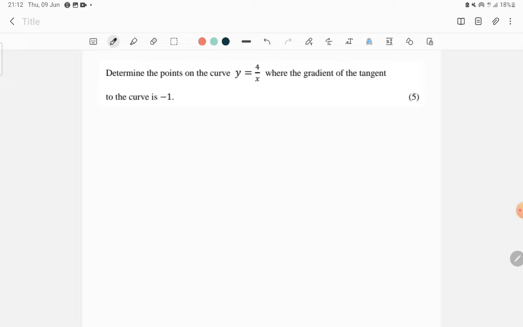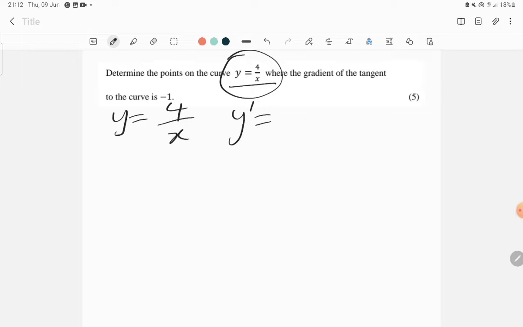So on that note, we really want to know what the gradient of the tangent is at a specific value. Now, to find the gradient of this tangent, we write the curve itself and then find the derivative of this curve. Before that, let's put it in a differentiable form, so that our y prime becomes -4 over x squared. So this is the derivative of this curve now.